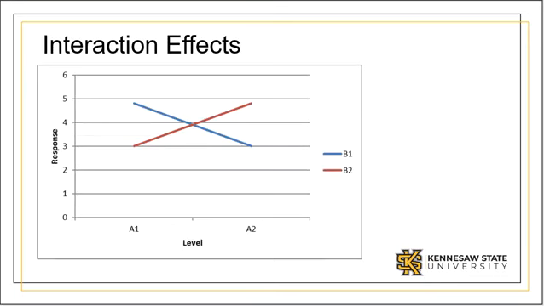This plot depicts the interaction between factors A and B. However, there are no main effects for either factor. As shown, as one factor increases, the other factor decreases by the same amount.